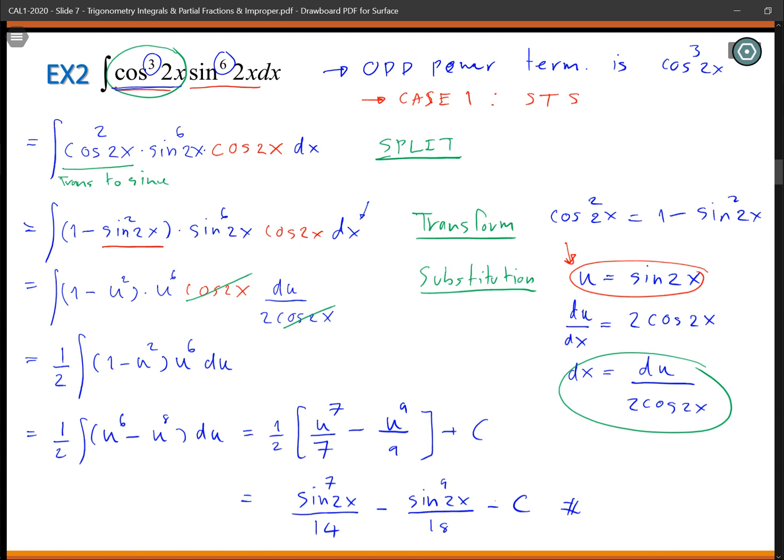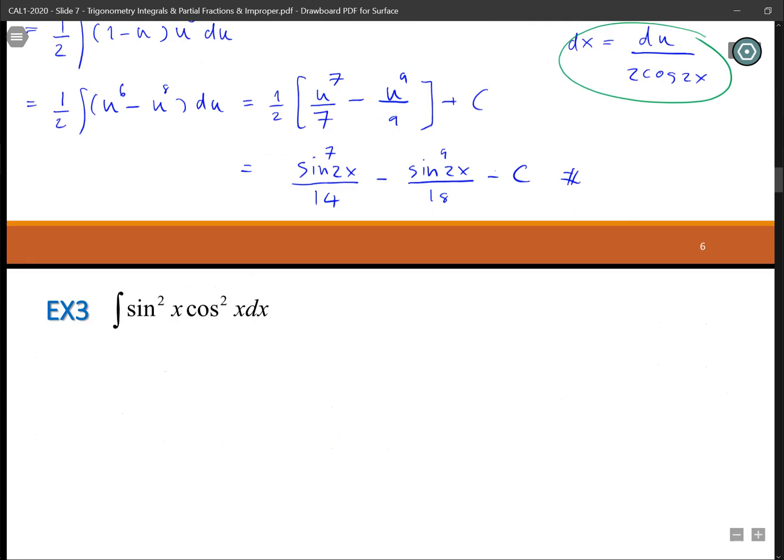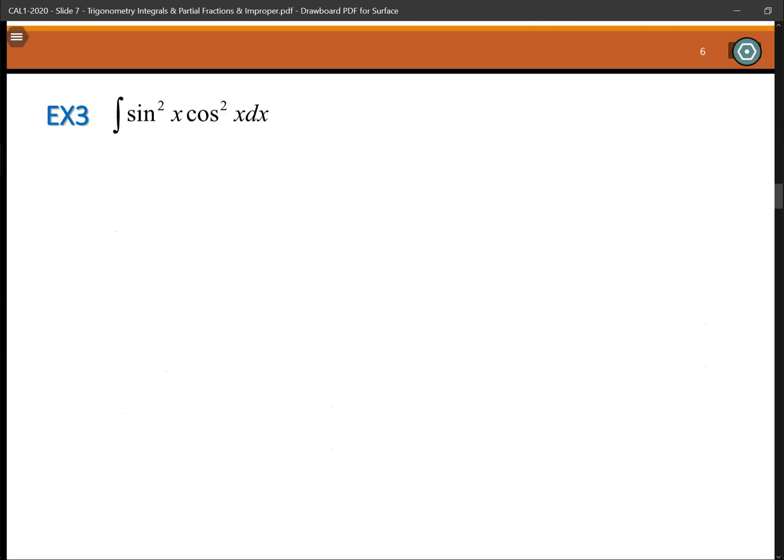It's a little bit different from example 1 in terms of substitution and stuff, but if you follow these steps, you are going to see that it's the same strategy: split, transform, and substitution, right? Look for the odd power, and then you work on that by split first, and then you transform, and then you substitute. 3 steps. Alright, let's move to example 3.